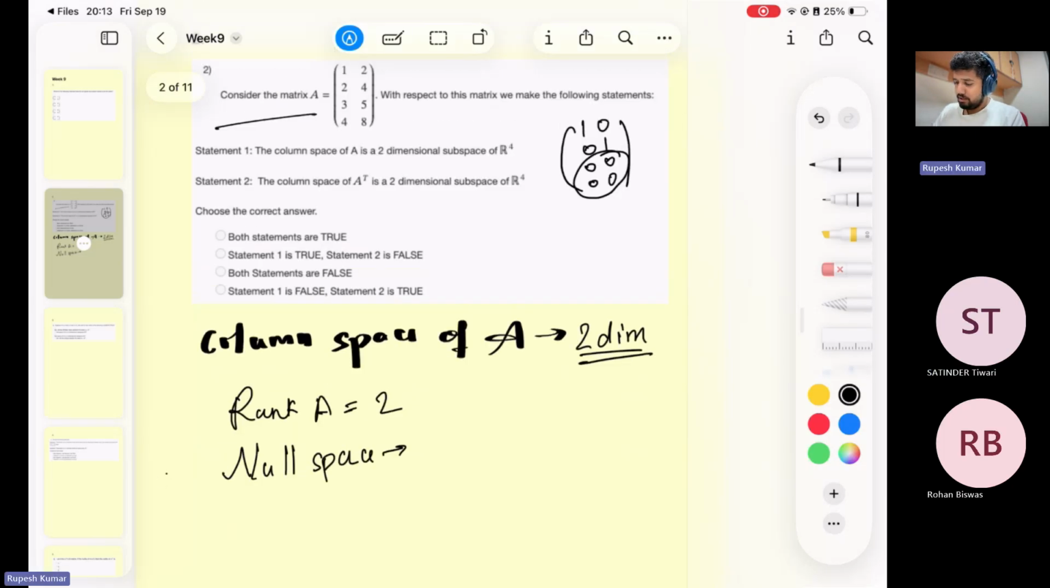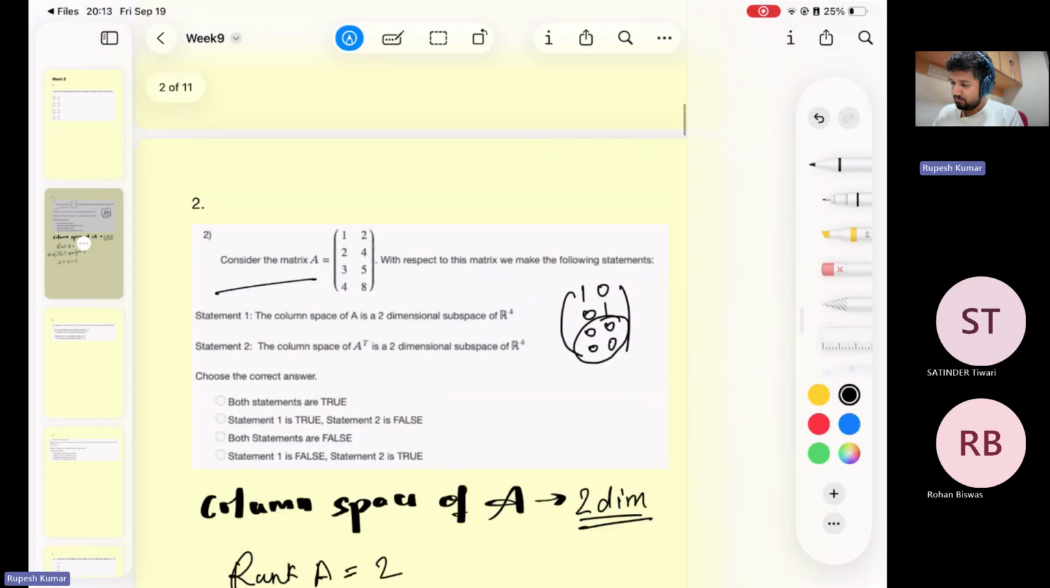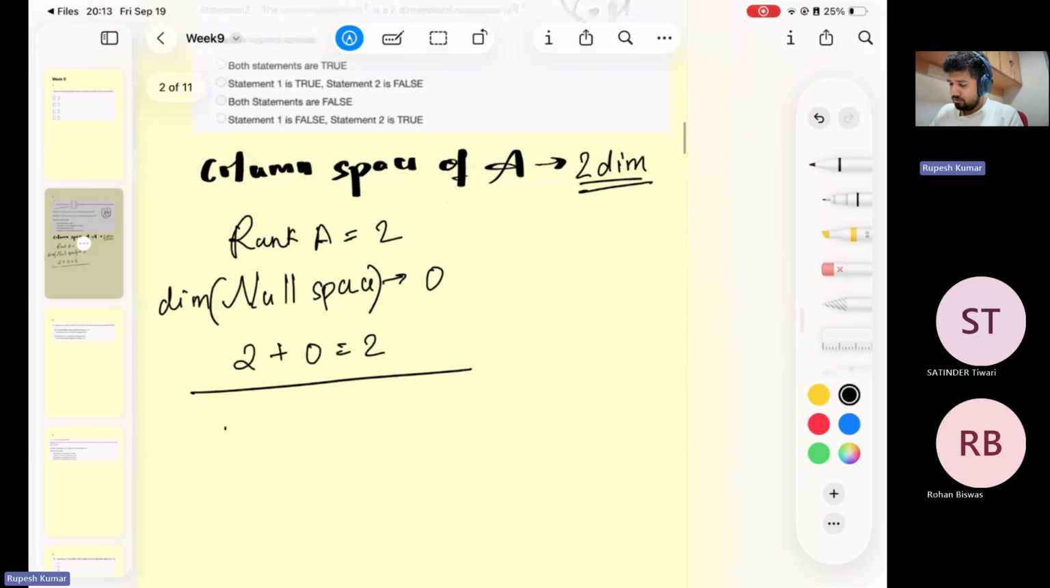What is the dimensionality of the null space? It's 0. Now just check the rank-nullity theorem: 2 plus 0 equals 2. This is correct.